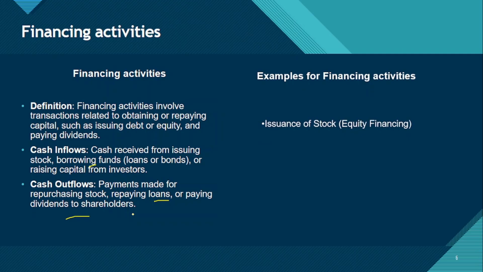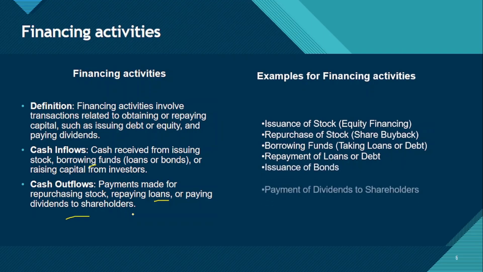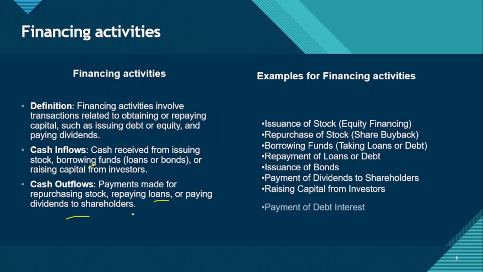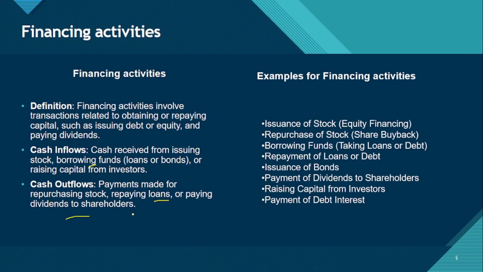First one, issuance of stock, repurchase of stock, borrowing funds, repayment of loan or debt, issuance of bonds, payment of dividend to shareholders, raising capital from investors, payment of debt interest. So here we discussed the three activities involved in the cash flow statement. The first one is operating activities, second one is investing activities, and the third one is financing activities.